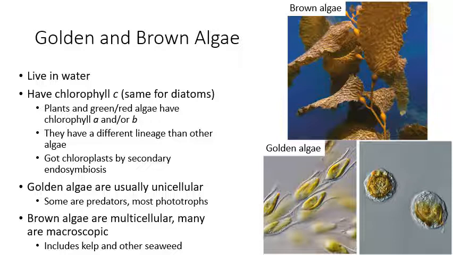For the brown algae, basically kelps and most seaweeds that you would think of are brown algae. So there are different types of brown algae. Here you have kelp, that's a type of brown algae, a macroscopic organism, of course. And then you have a couple examples of the golden algae, which would be unicellular.